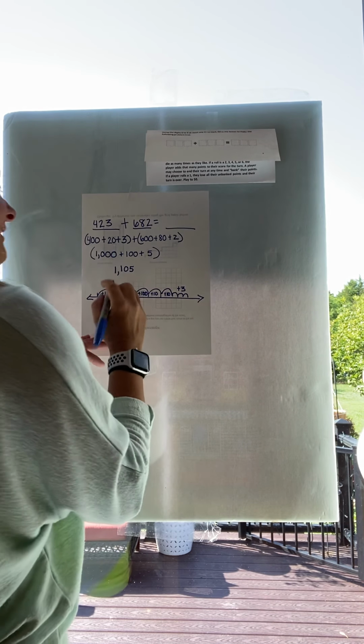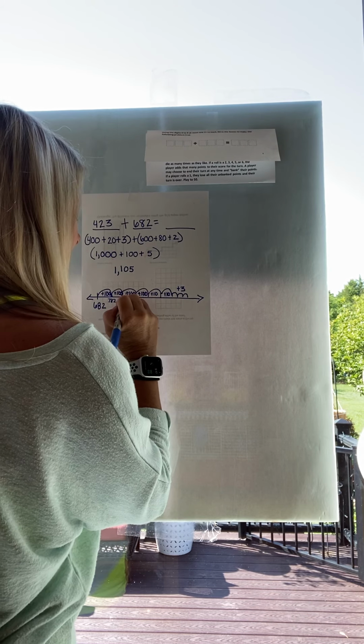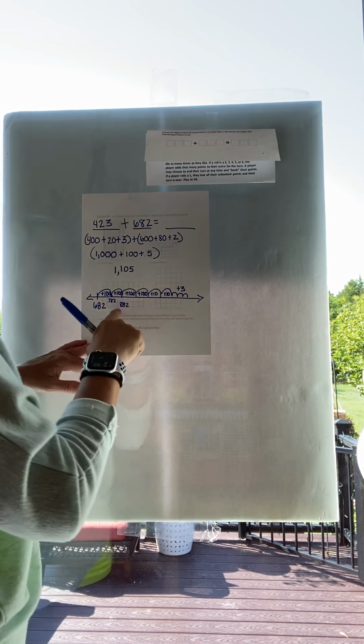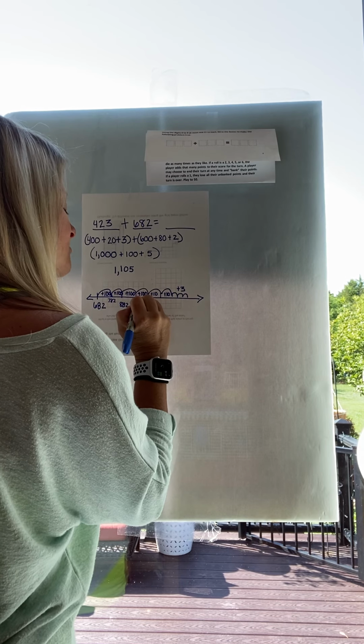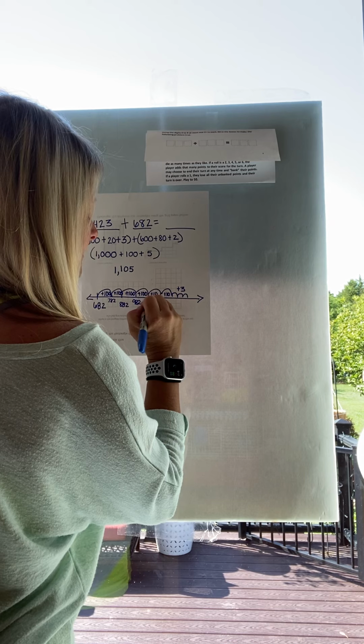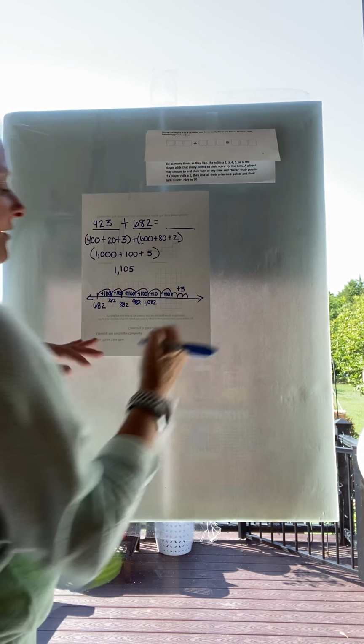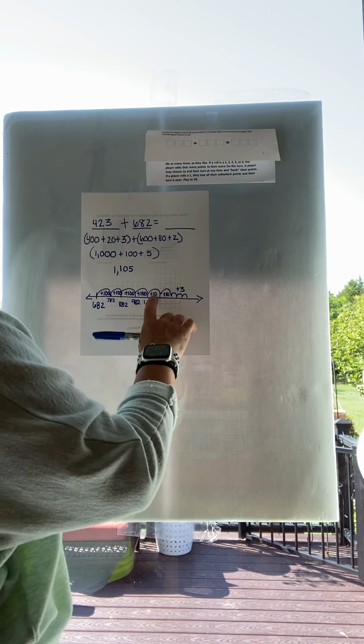682 plus 100 is 782. Plus another 100 is 882. Plus another 100 is 982. Plus another 100 is, oh, we've gone over to the thousands, 1082. Now we're going to hop tens.